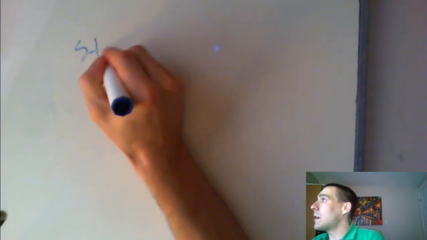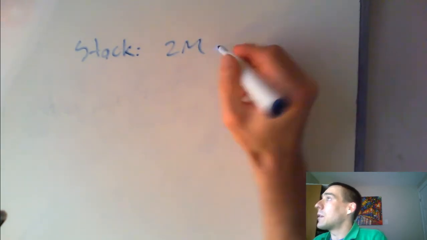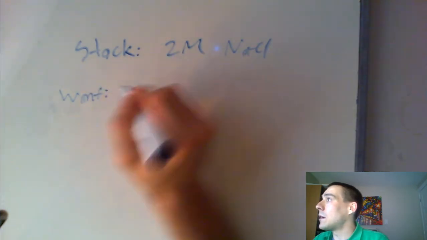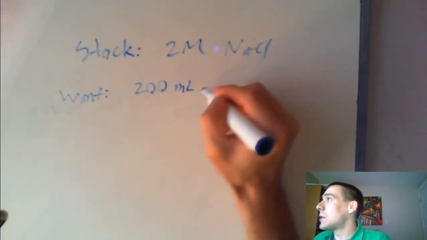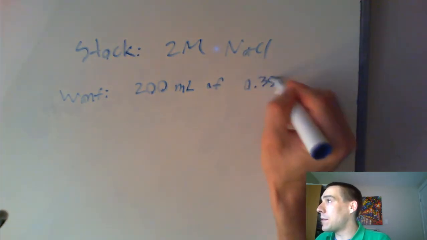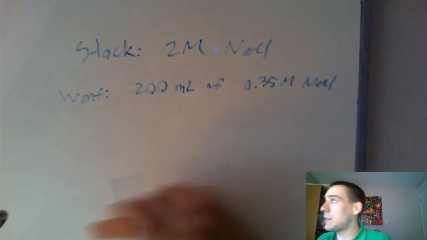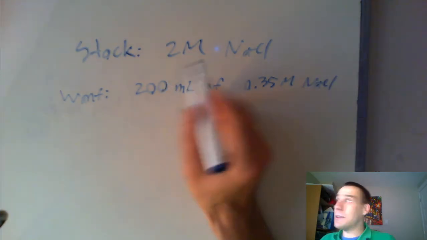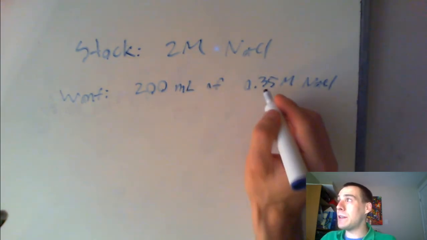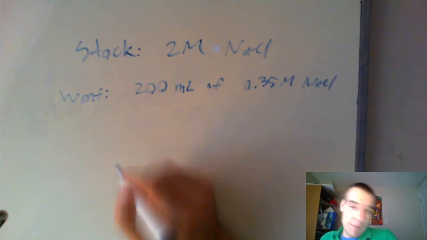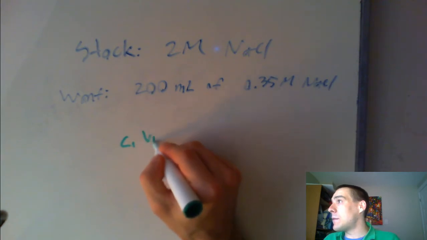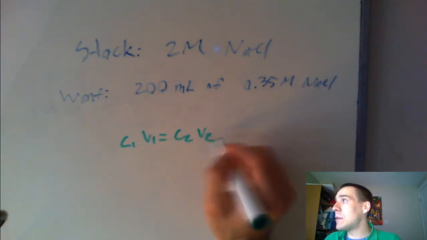So the question is, my stock is 2 molar NaCl. I want 200 milliliters of 0.35 molar NaCl. Okay. So obviously I'm going to need less than 200 milliliters because this is more concentrated, 2 moles per liter, than this, 0.35 moles per liter. And how I'm going to go about this, I'm just going to go straight to the formula, is C1V1 equals C2V2.